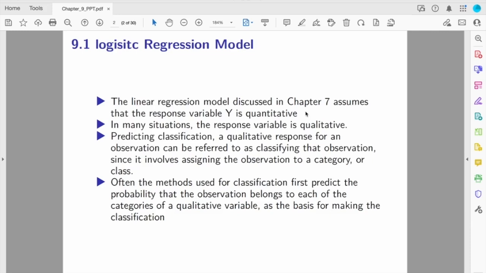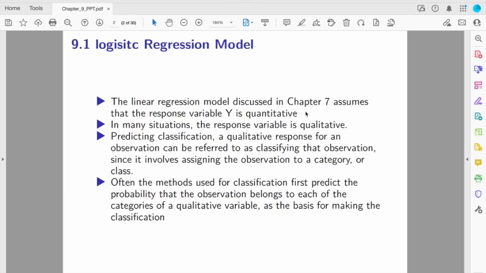The qualitative response for an observation can be referred to as classifying that observation, because it involves assigning the observation to a category or a class. So I give you an observation, and I tell you that we have these predictors. For instance, a patient has high blood pressure, has high BMI, body mass index, he's got problems with his diabetes, he has many other complications.